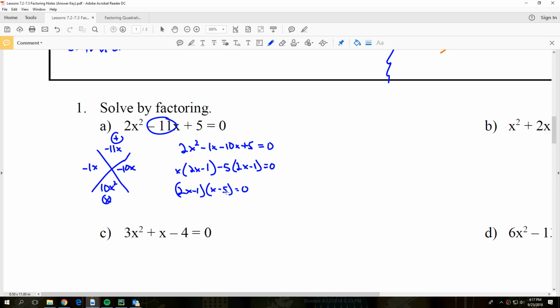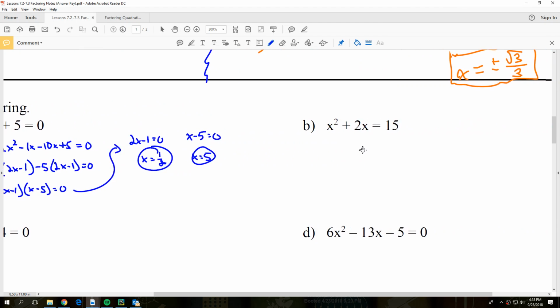Now I have two things multiplied by each other equal to 0, so set them both equal to 0. So 2x minus 1 is equal to 0, and x minus 5 is equal to 0. That means when I solve for x, x is equal to 1/2, and x is equal to 5. There you go. Next one.